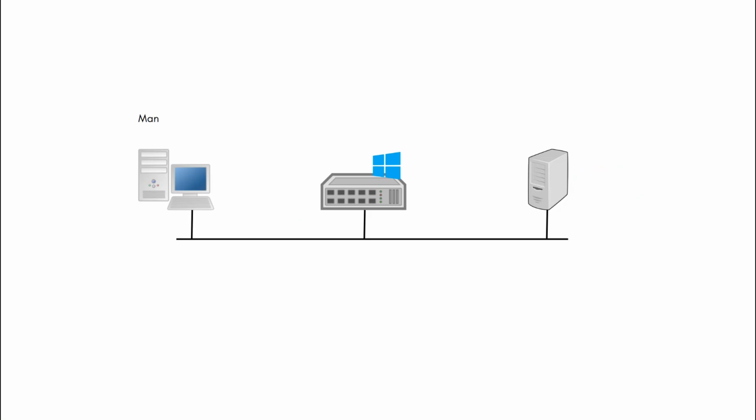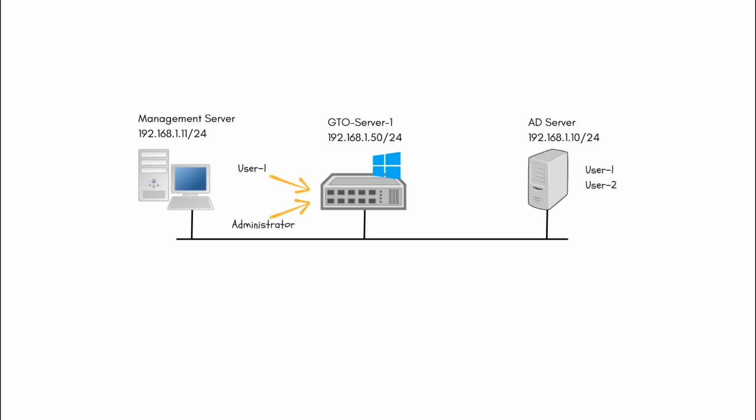Welcome to today's video. In this setup, we have an Active Directory server with two users, user 1 and user 2. Both users have permission to use the remote desktop service. Today, I'm attempting to take three remote desktop sessions to GTO Server 1. By default, Windows only allows two parallel sessions. In this video, I'll show you how to access more than two RDP sessions on a Windows server concurrently.